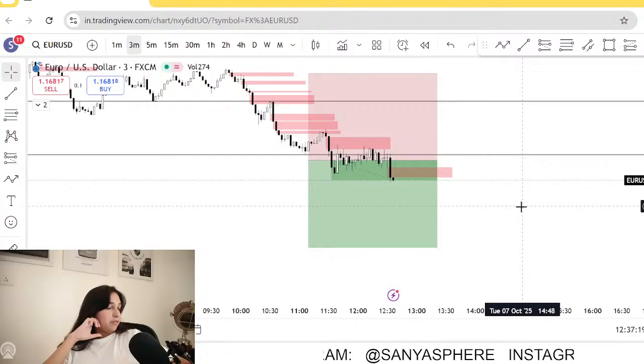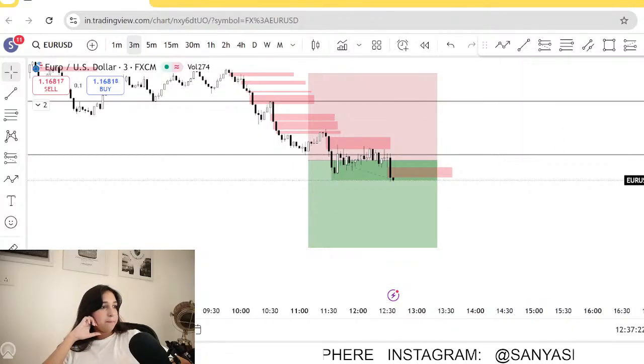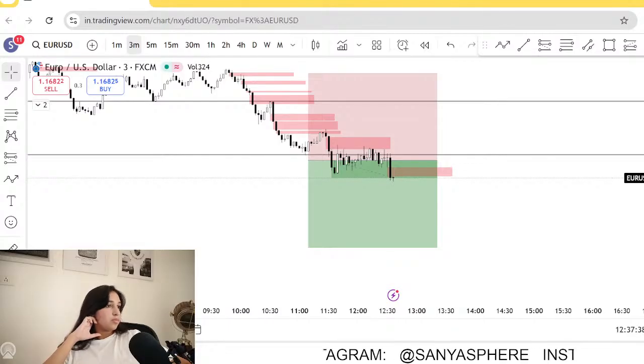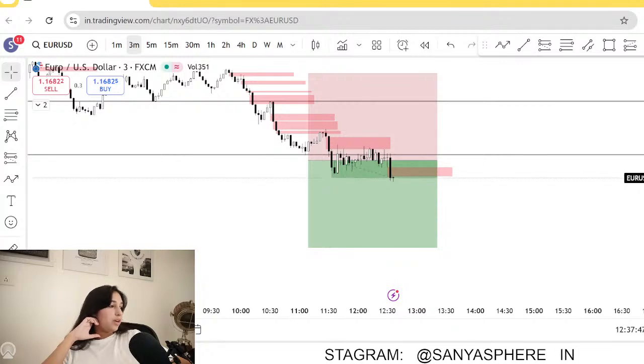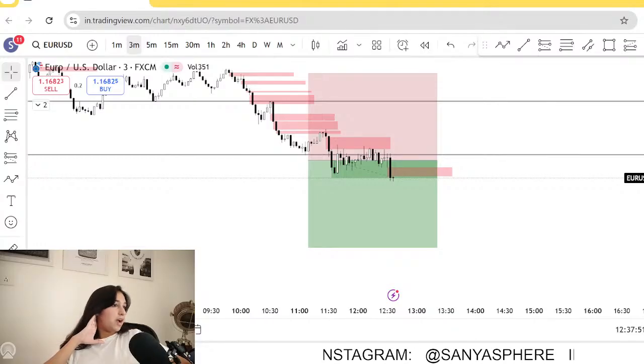GJ trade is active. Okay. If anyone wants to check the trade idea of GJ, you can just look on my Discord in the trade idea section.